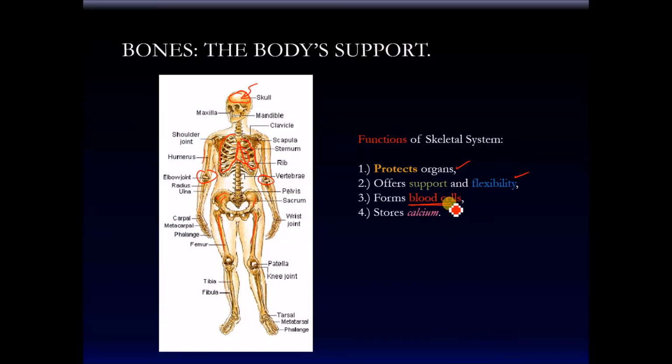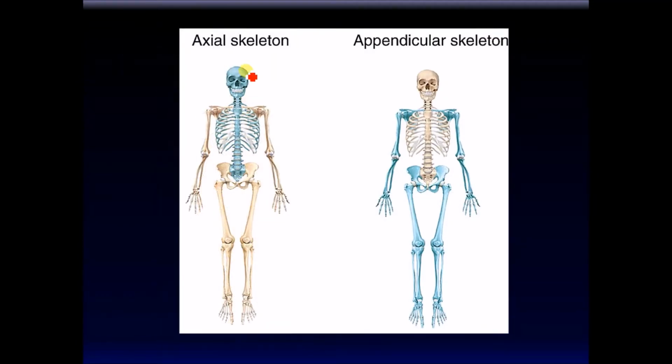And finally, the skeletal system acts as a storage place for calcium, and calcium is a very important mineral for the body. So these are the four important functions of the skeletal system. It protects internal organs, it offers support and flexibility, it forms the blood cells, and also it's a storage place for calcium.